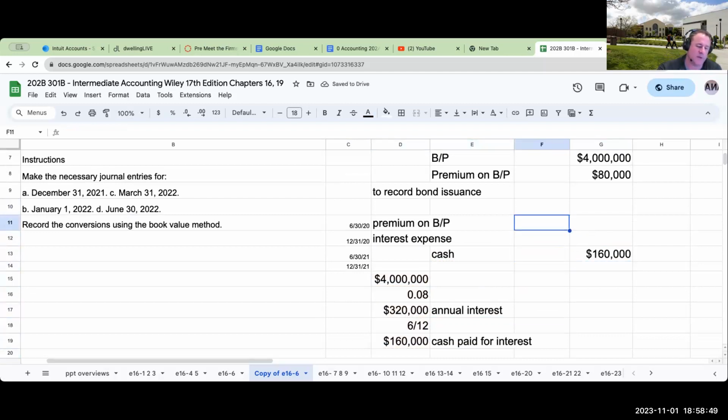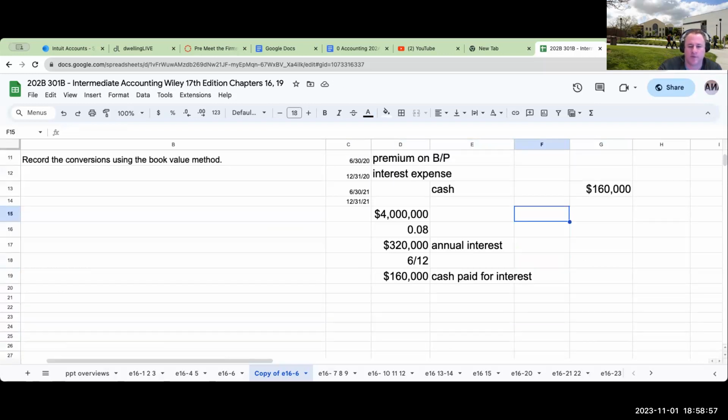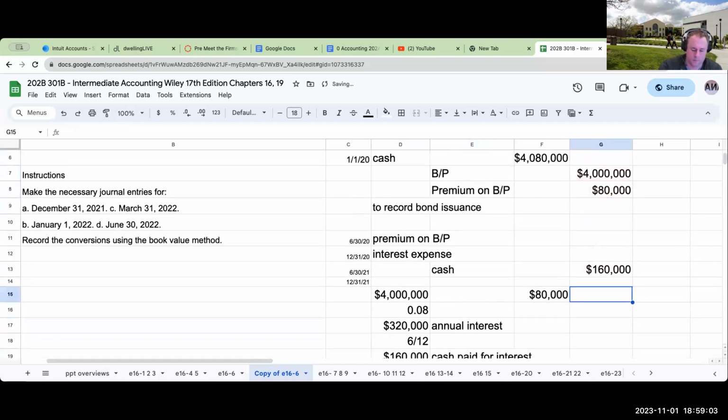Now, when I'm amortizing the premium straight line, bond premium is amortized on a straight line basis. So I'm taking my premium, and I need to divide this by the number of times the interest is being paid. It is a 10-year bond. It's being paid twice per year. So this is going to be 20, 10 years times 2, semi-annual. So the amount of the premium amortization is going to be $4,000.